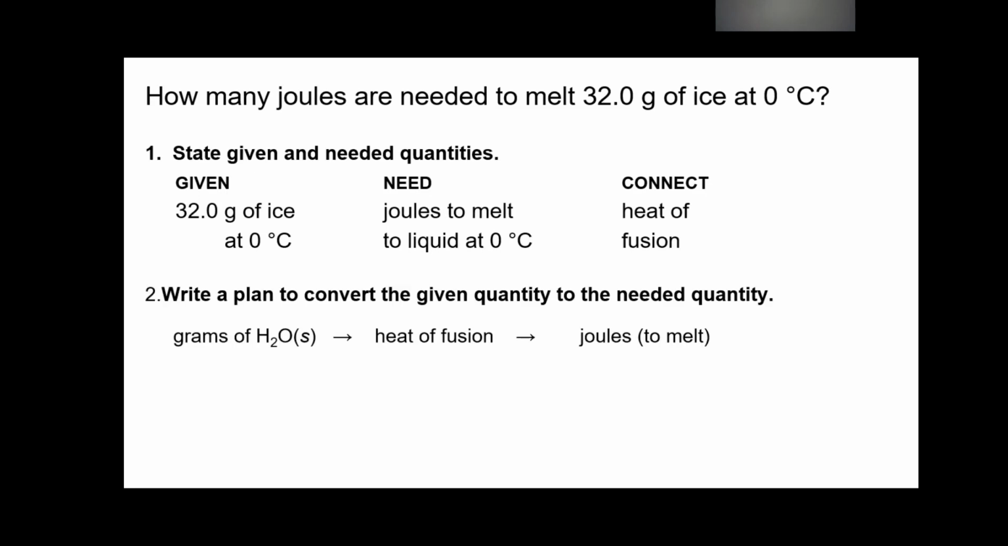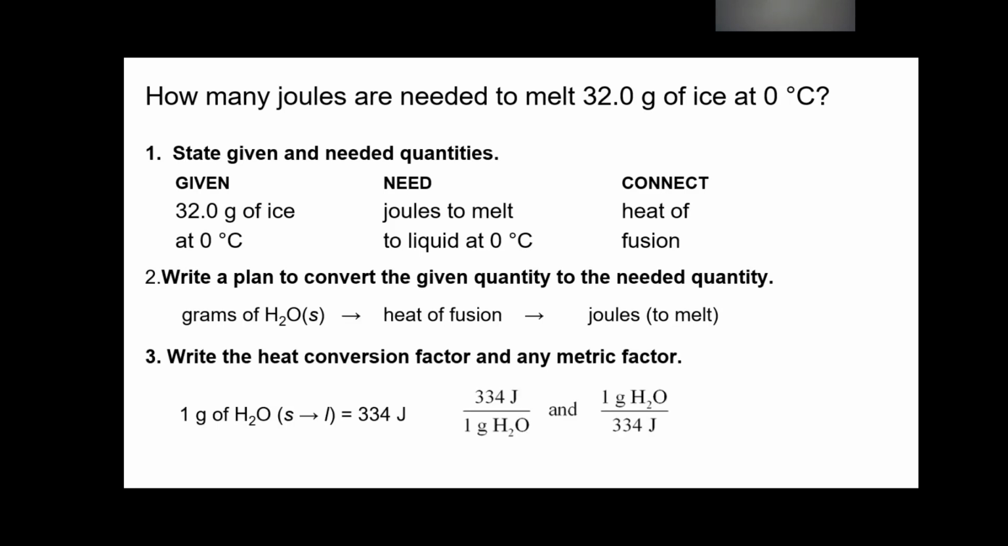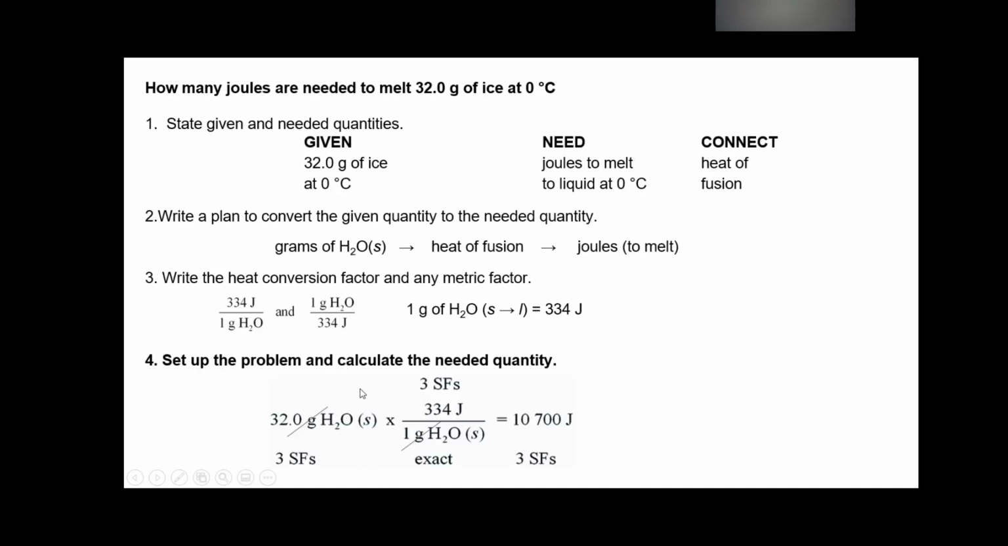In the beginning, it's best to write a plan of what you need to do, the steps. So we have the grams, we need a conversion, and that should cancel out the mass and only leave us with the joules. So we take the constant that we know. In this case, we're using joules. So we're going to write 1 gram of water equals 334 joules, and we'll set that up as an equality, and we'll end up solving the problem.